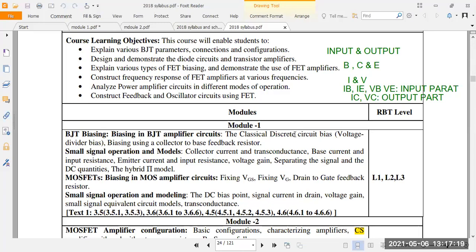Understood? So is there any doubt in the first module here? If you have any doubts, you can ask me now. Unmute your microphone, then you can ask the question. Vinata? Yes, sir. Any doubts are there?